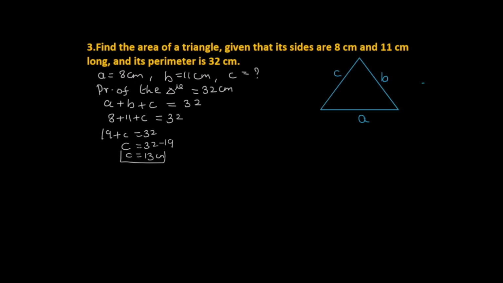Now a, b, c, all the lengths we know. When all three side lengths are given but the height is not given, we need to use Heron's formula to find the area of the triangle.